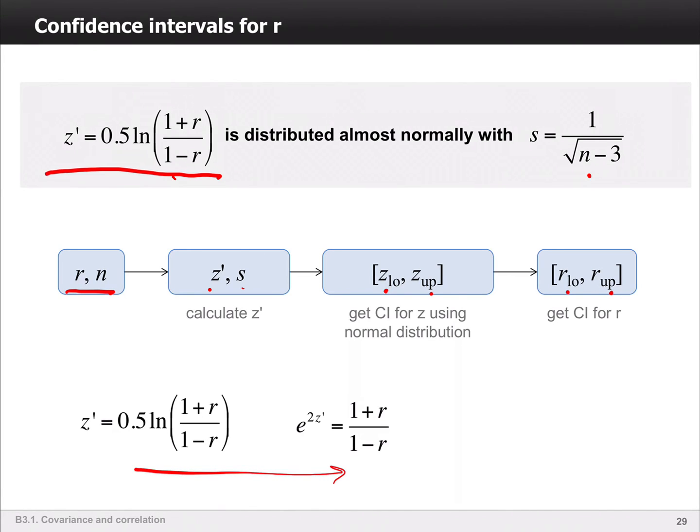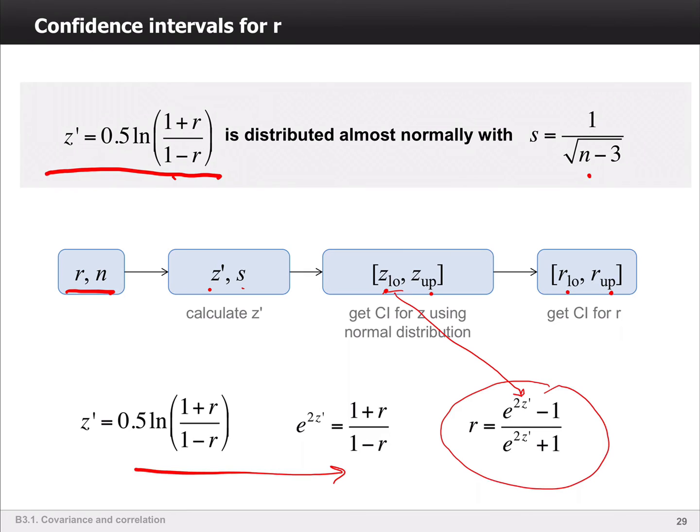And then by using very simple calculations, we can calculate that r will depend on z prime using this one. So if you take z low and put it here, and here, of course, you will take r low, you will get r low. And then if you do the same with z up, the largest possible z value, you will get r up. So that's the procedure for calculation of the confidence interval for the correlation. Let me show you an example.